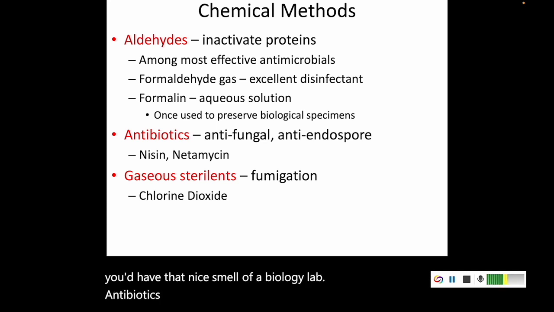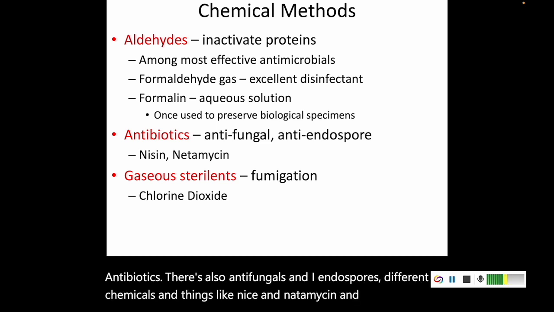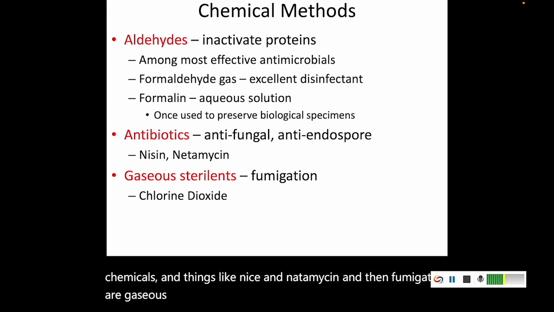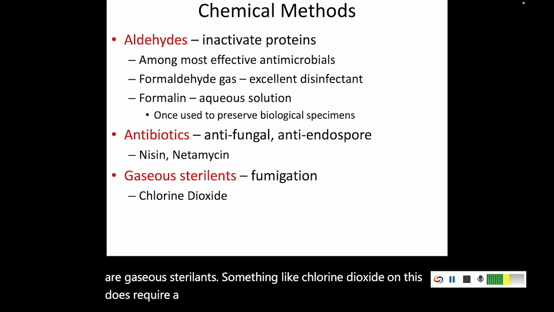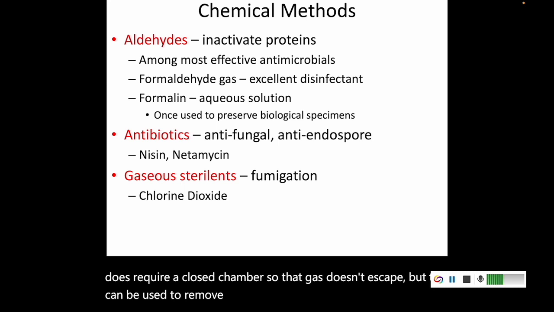Antibiotics. There's also antifungals, anti-endospore agents, different chemicals, things like nisin and natamycin. And then fumigation uses gaseous sterilants, something like chlorine dioxide. This does require a closed chamber so that the gas doesn't escape, but this can be used to remove a particular species.